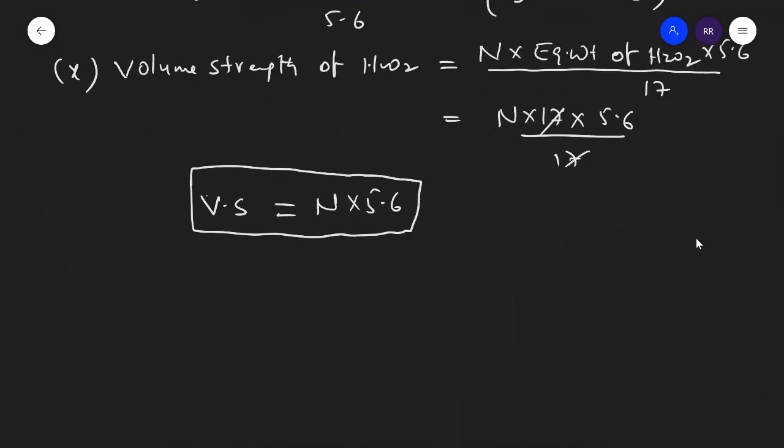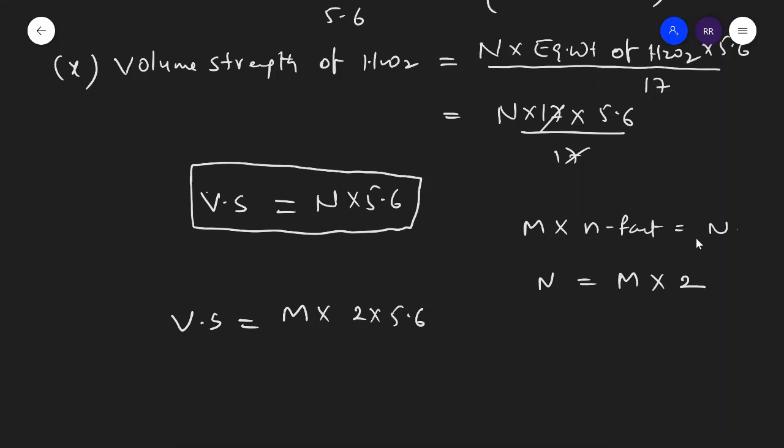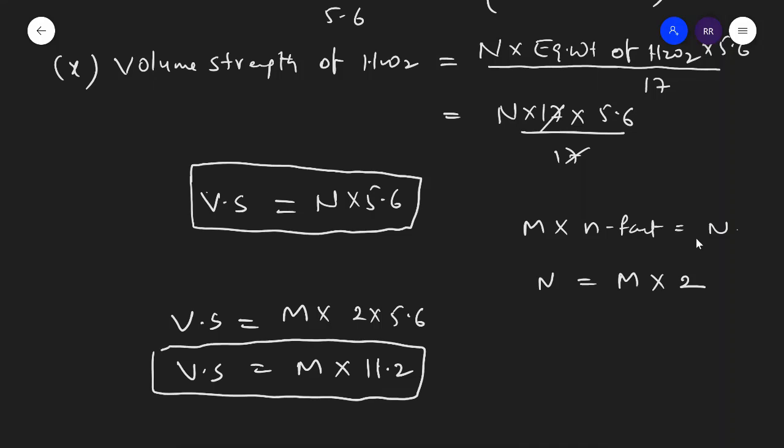And from this, we can also derive another relation. We know the molarity and normality relation: molarity into n factor equal to normality. For H2O2, what's the n factor? 2. So normality of H2O2 is equal to molarity of H2O2 into its n factor 2. Substitute here. Then volume strength of H2O2 is equal to molarity into 2 into 5.6. That is, volume strength equal to molarity into 11.2. This is the relationship between volume strength and molarity of H2O2.